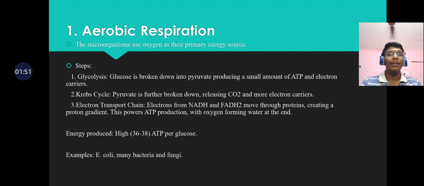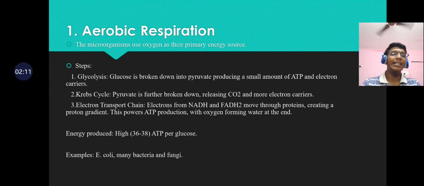Glycolysis. Glycolysis is where glucose is broken down into pyruvate, producing a small amount of ATP and electron carriers. Krebs cycle. Pyruvate is further broken down, releasing carbon dioxide and more electron carriers. And the last step is the electron transport chain.